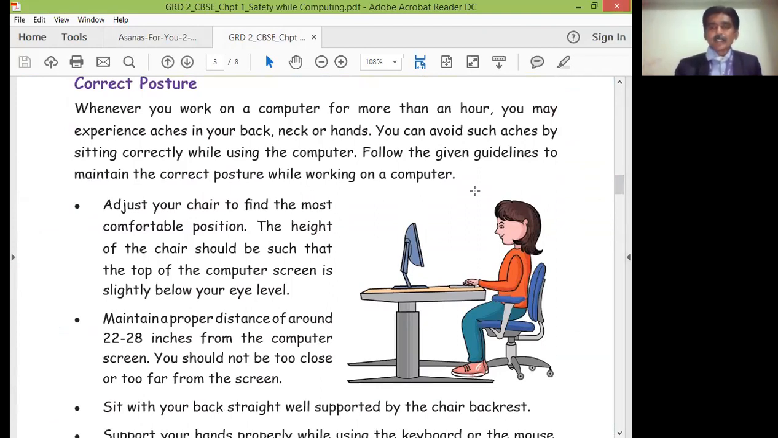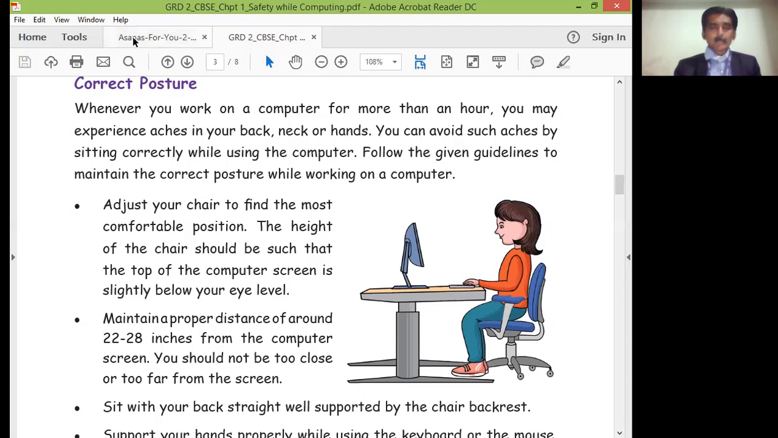How this girl is sitting properly on the chair, and how she is working properly using her computer. This is called correct posture. Posture means the way she is sitting, the way she is balancing her neck, her backside, her hands, and the position of the leg. All her body parts, she is well balancing, and it is called posture.